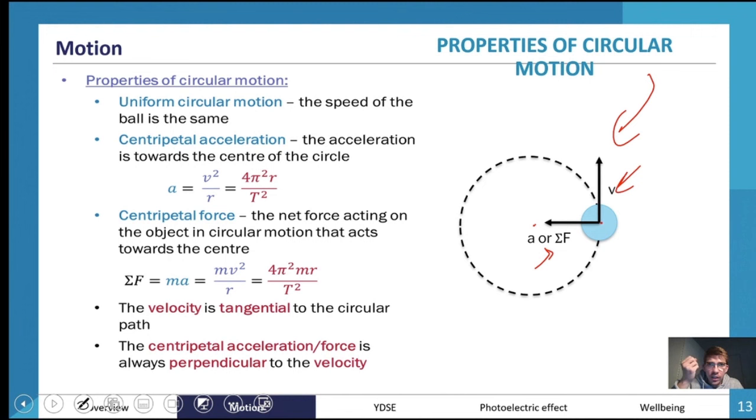Do you actually understand that it's something that pulls an object towards the center of a circle? That's why it causes it to rotate. Now, with centripetal motion, guys, you need to understand the centripetal force, which is equal to mv squared on r.